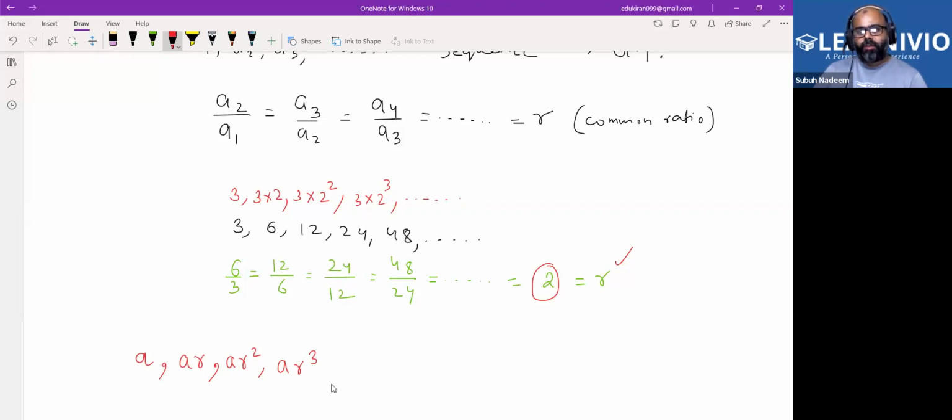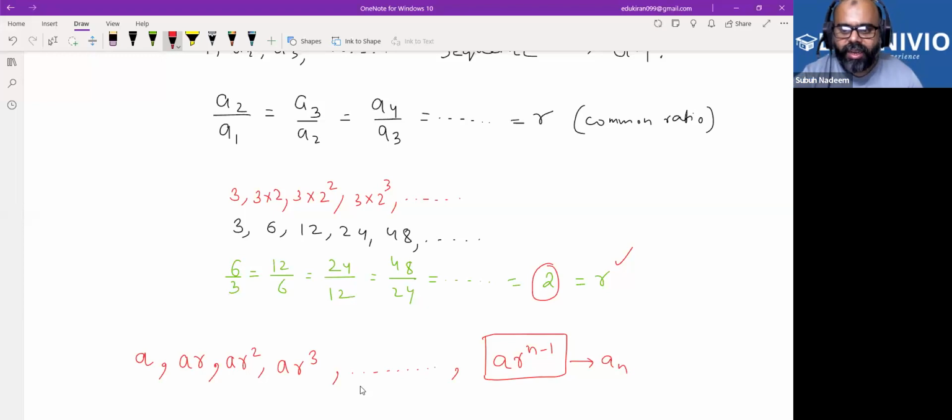Now, if you come to the nth term, you keep on writing them. And when you come to the nth term, that is AR to the power n minus 1. So this is the nth term of a GP.